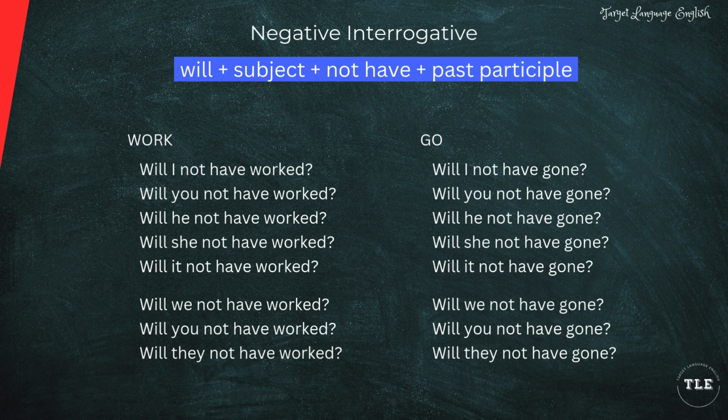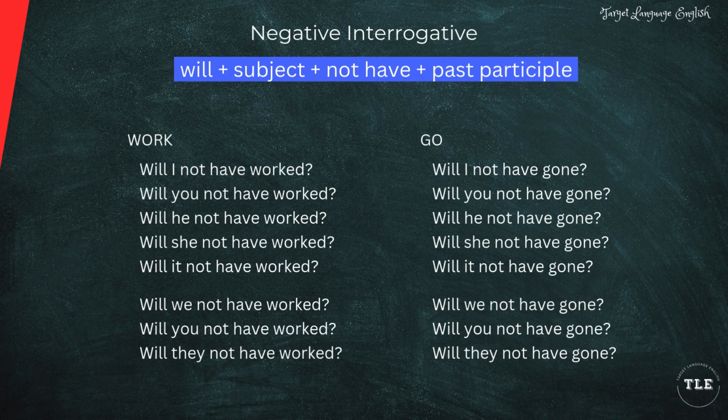Will you not have worked? Will he not have worked? Will she not have worked? Will it not have worked? Plural, will we not have worked? Will you not have worked? Will they not have worked?